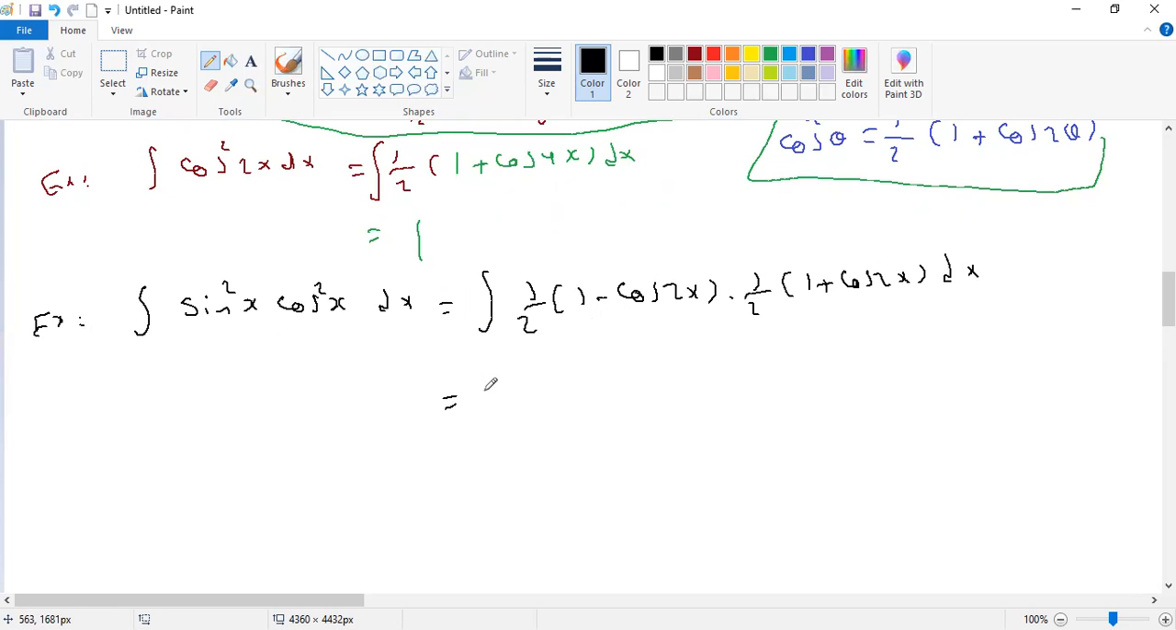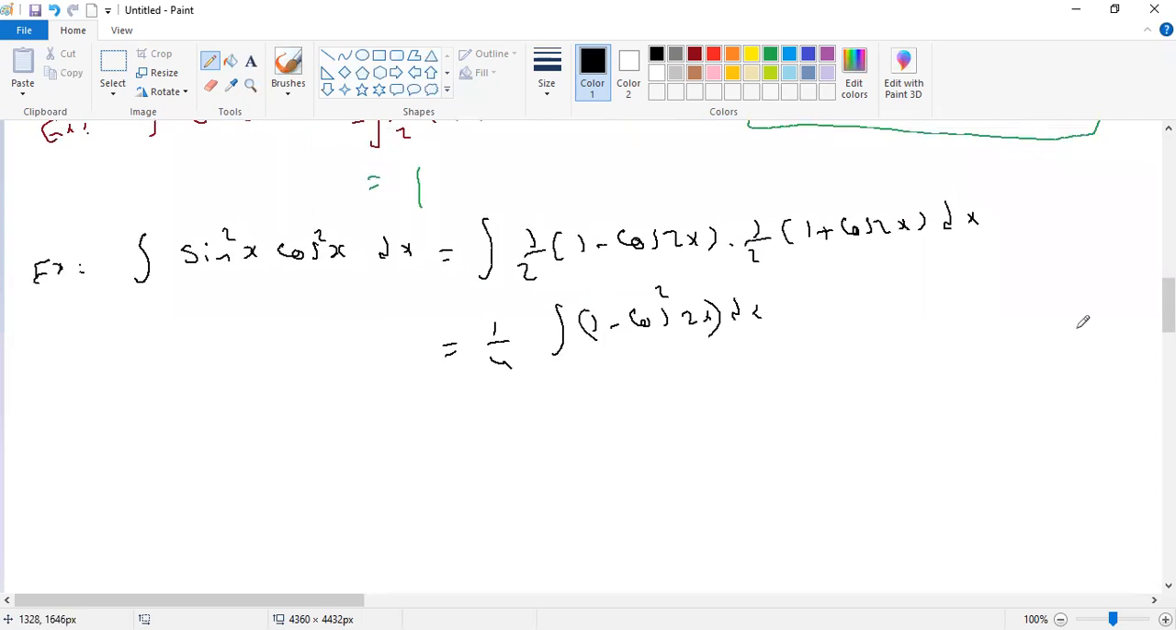This is equal to 1 over 4, then I have 1 minus cosine squared of 2x dx, because this one will be a difference of 2 squares. I can write it in this way: 1 minus the square. And this one is equal to 1 over 4 integral of sine squared. I can write it as sine squared because 1 minus cosine squared 2x is sine squared 2x dx.